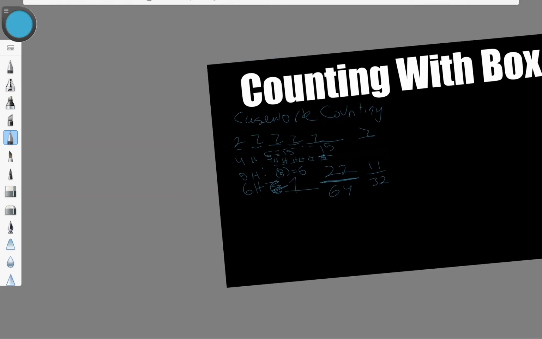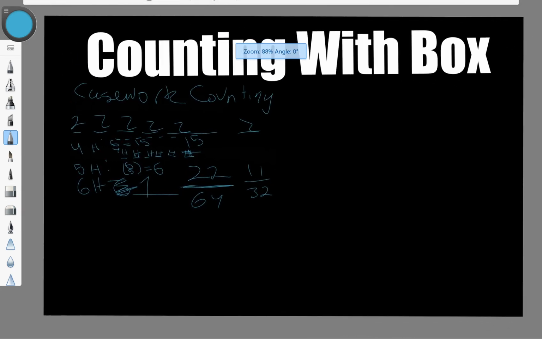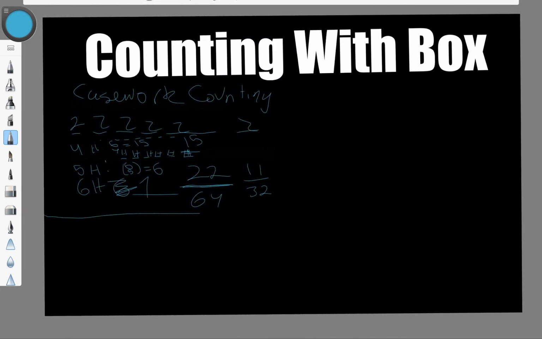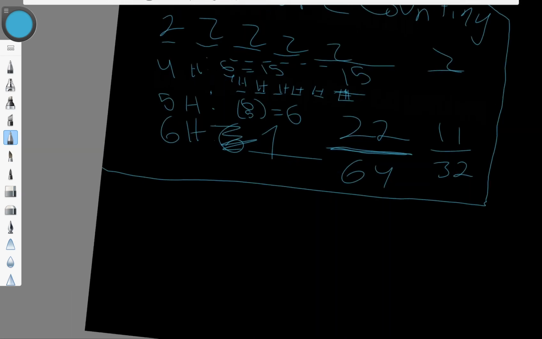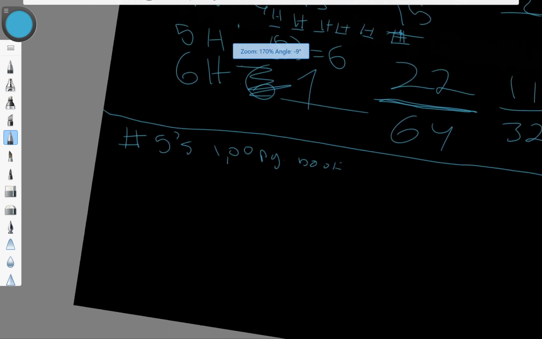Now let's do one that really would need casework. Alright, ready? What is the number of 5s that are written in the page numbers of Johnny's book when he has a 1,000-page book?